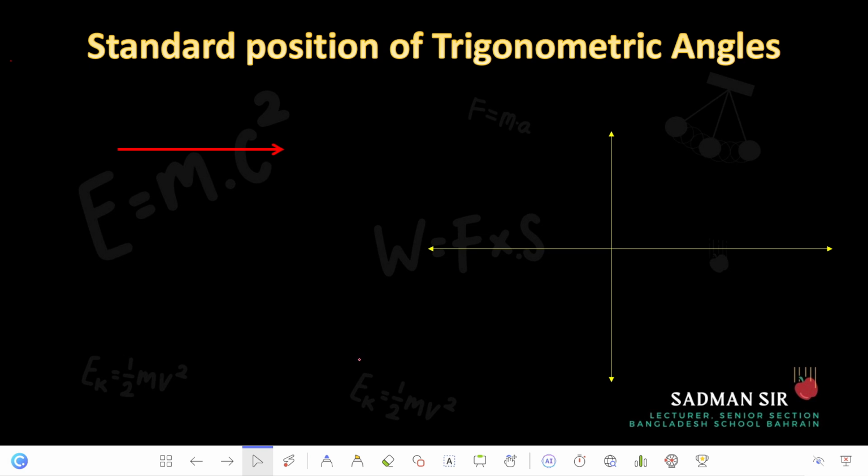Bismillahirrahmanirrahim. So today we are going to discuss the topic, standard position of trigonometric angle. So at first we need to know what a ray is.